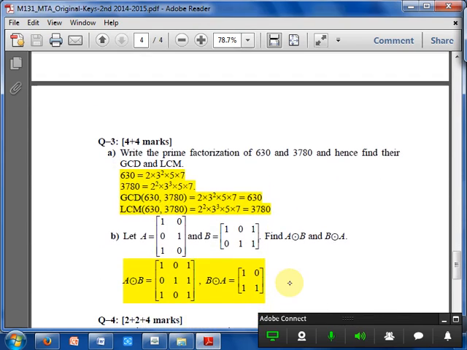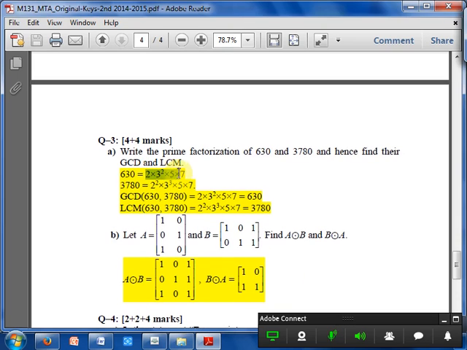Okay. Then after this, find the GCD and LCM. I think you can find it very easily. For GCD, find the prime factors of the numbers and take the minimum factors.